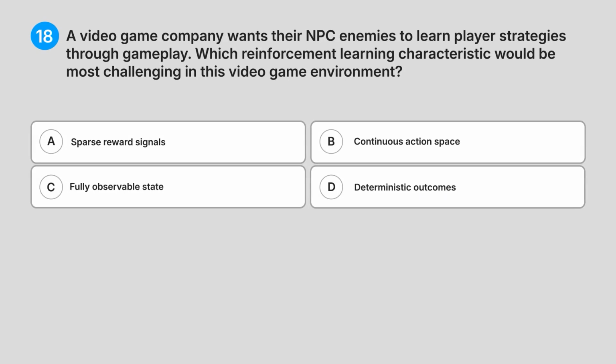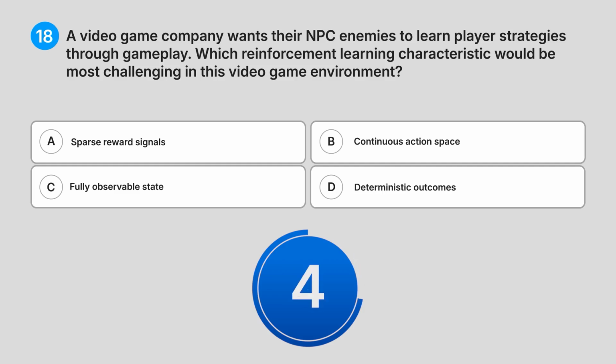18. A video game company wants their NPC enemies to learn player strategies through gameplay. Which reinforcement learning characteristic would be most challenging in this video game environment? A. Sparse reward signals. B. Continuous action space. C. Fully observable state. D. Deterministic outcomes. Do you know the answer?